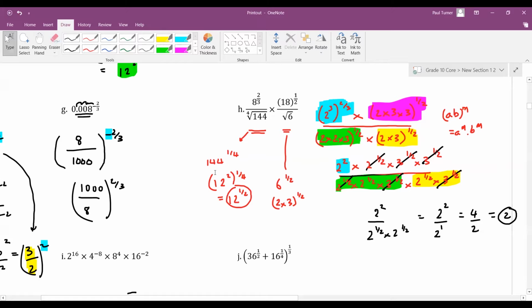So I'll clean this section here. So I've got a bit of space. Eraser.